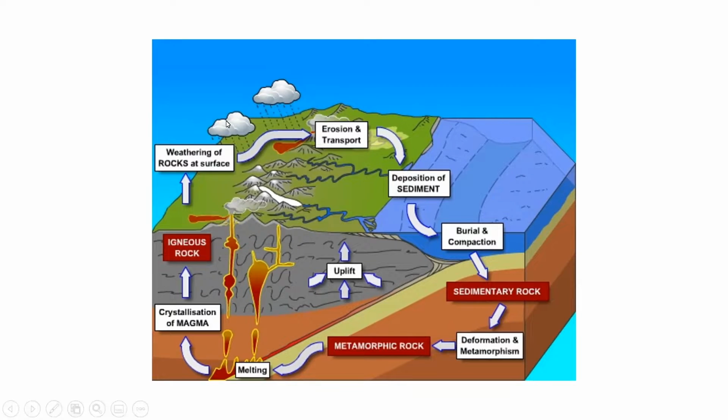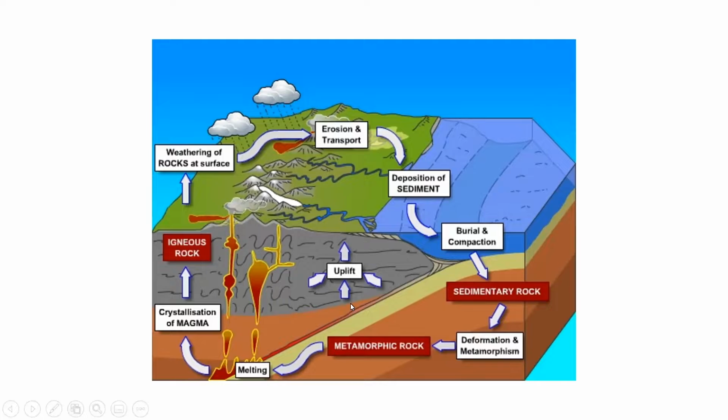Okay, so you have weathering of rocks at the surface by rain and wind, erosion and transport. Rocks are blown down into rivers, deposition of sediment, burial and compaction, so they get buried and compacted, and that forms sedimentary rock. Sedimentary rock can also form at beach level, it can form on land, but also form under the sea. Sedimentary rock, deformation, so it's deformed, and metamorphism, which you'll go into more detail on, to form metamorphic rock.